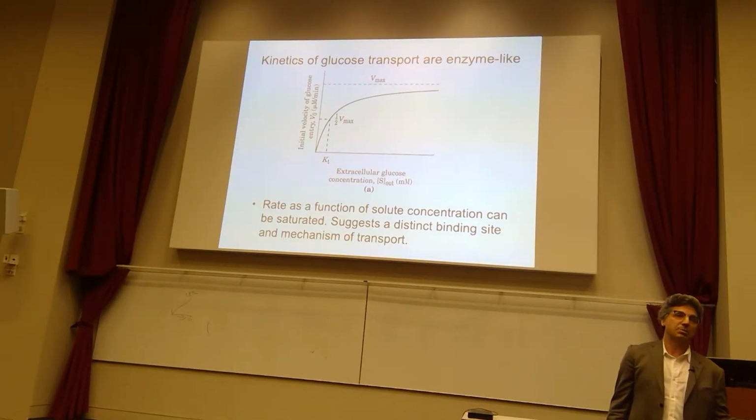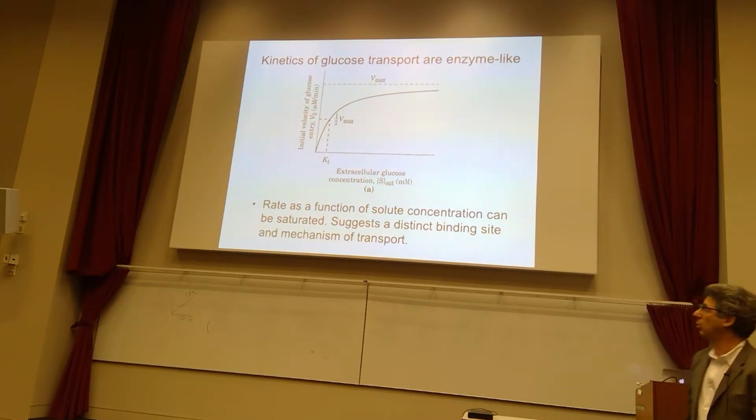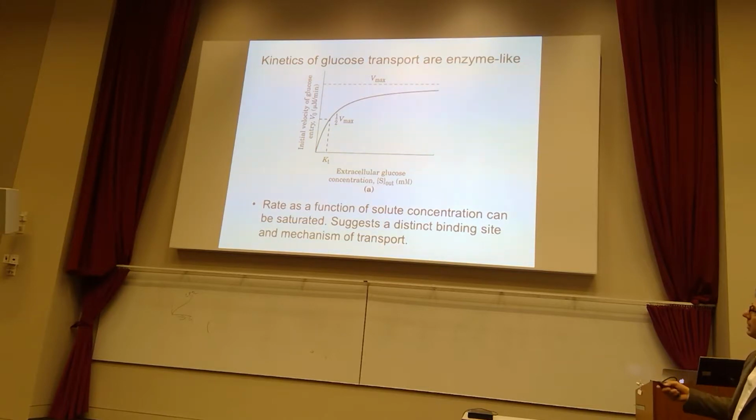We were able to do experiments where we studied how quickly glucose could flow in the presence of varying concentrations of glucose on the extracellular side. And an interesting phenomenon was discovered in which at higher and higher concentrations, at some point, the velocity of glucose entry into the cell became saturated.